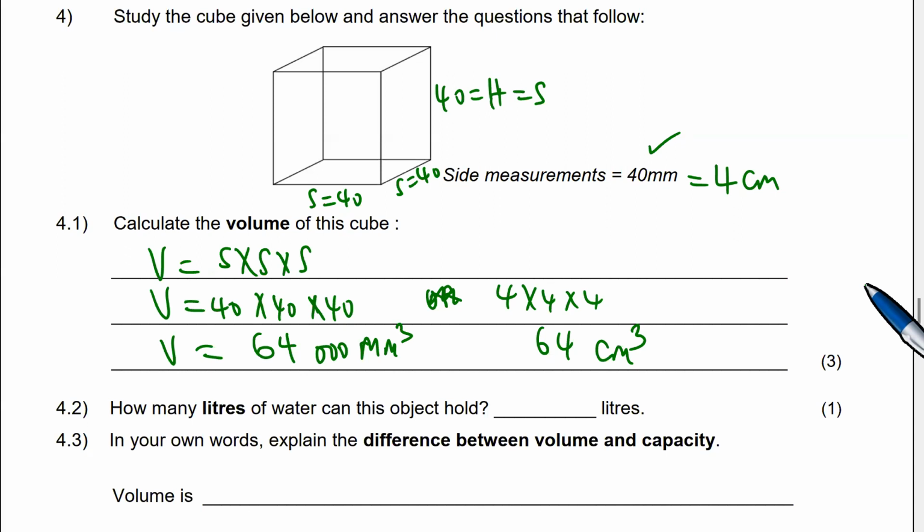Is it 64 liters? Okay, good attempt. Right, you need to know that 1 liter is 1 million cubic milliliters. 1 liter is 1 million cubic milliliters.